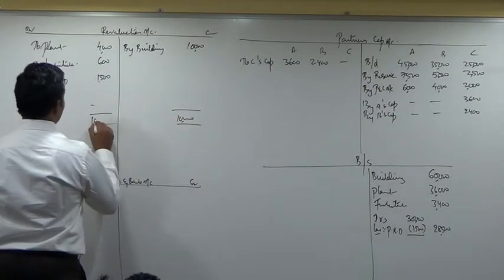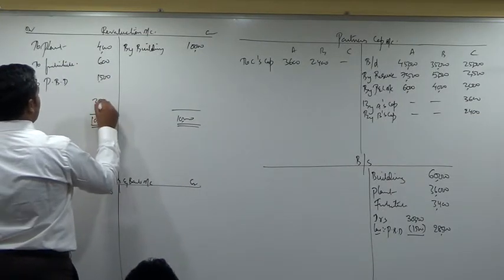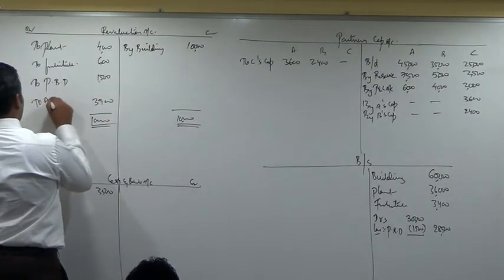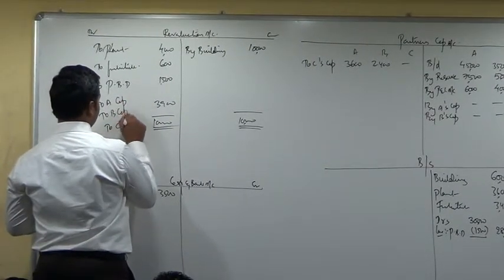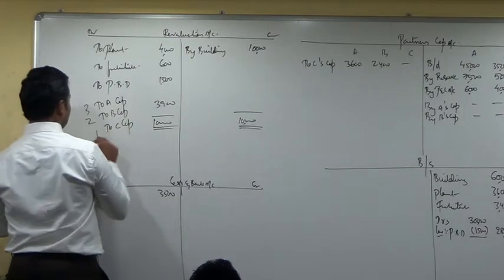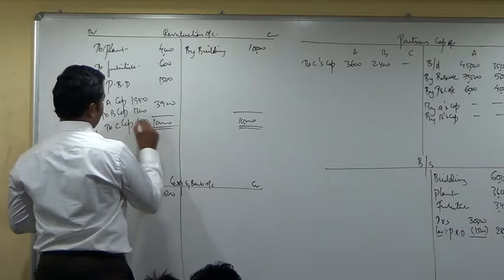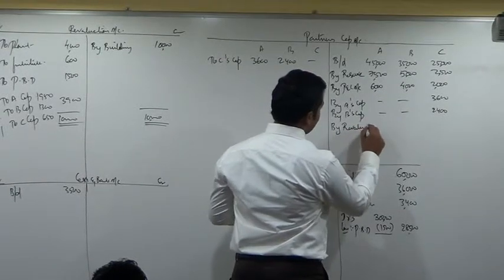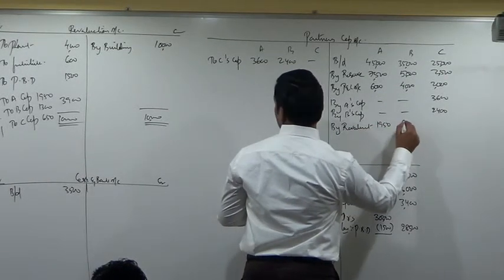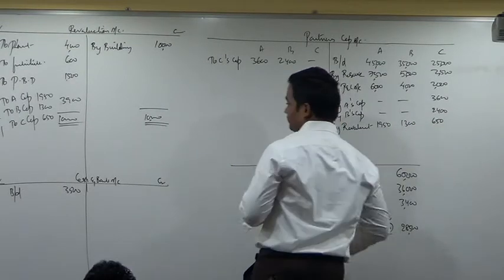10,000 to A, to B, to C. 1,950 gift posting by revaluation 1,950, 1,300, 650.